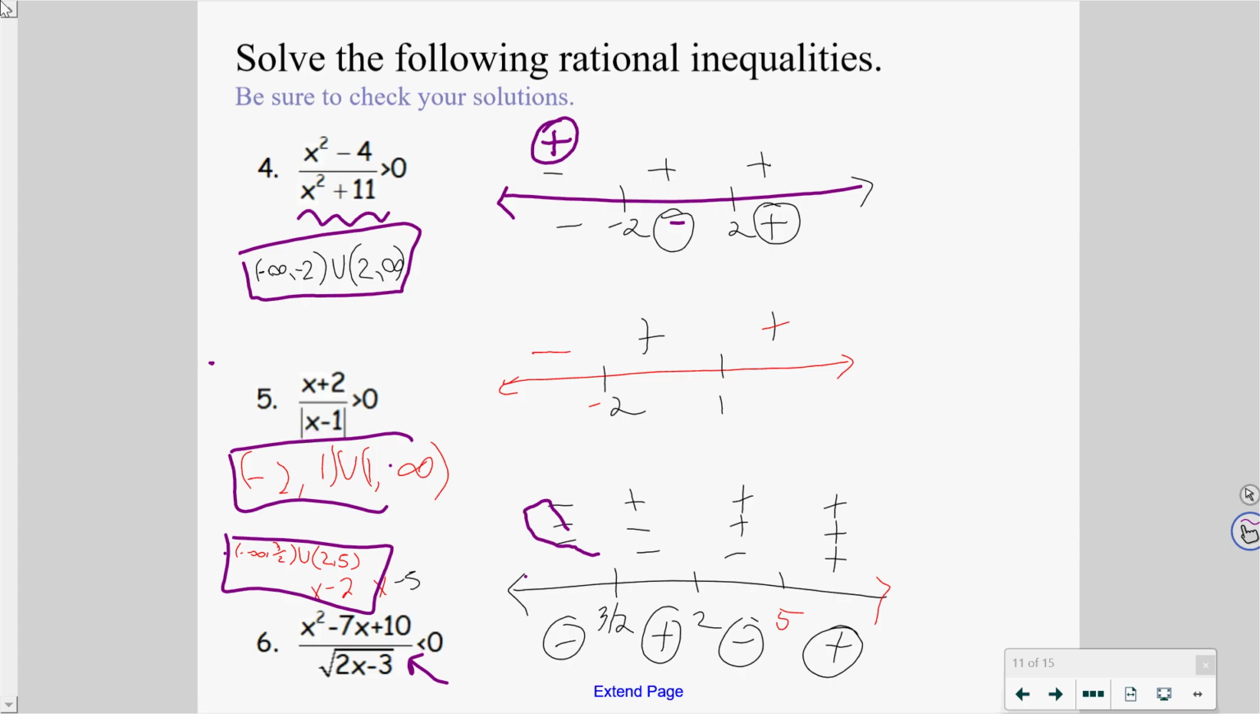This one says negative infinity to negative 2, 2 to infinity, negative 2 to 1, 1 to infinity, negative infinity to 3 halves, 2 to 5. Why? What's wrong with 6? Why is this part really not part of our answer?